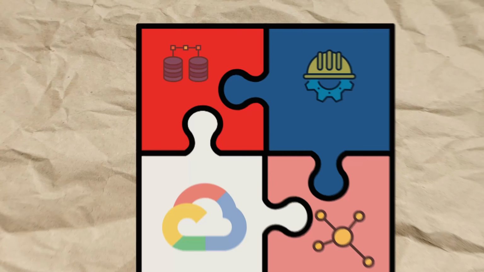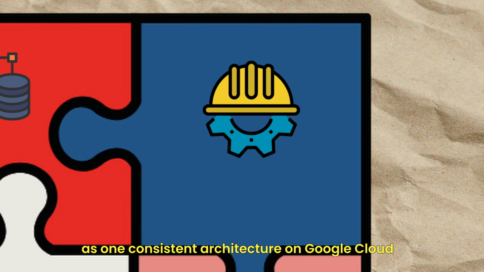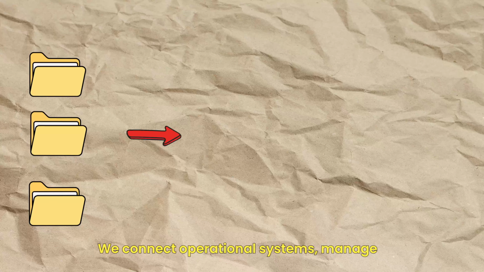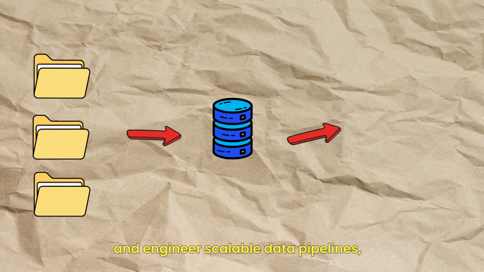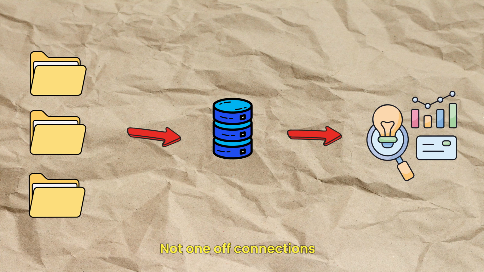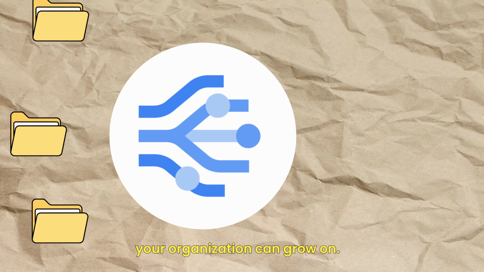should. At Crystalloids, we design integration and data engineering as one consistent architecture on Google Cloud. We connect operational systems, manage APIs properly, and engineer scalable data pipelines, all designed to work together. Not one-off connections, but a reliable, reusable foundation your organization can grow on.